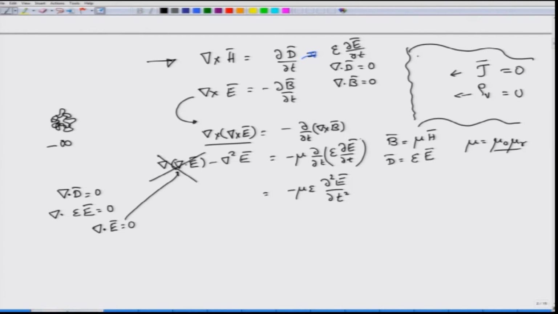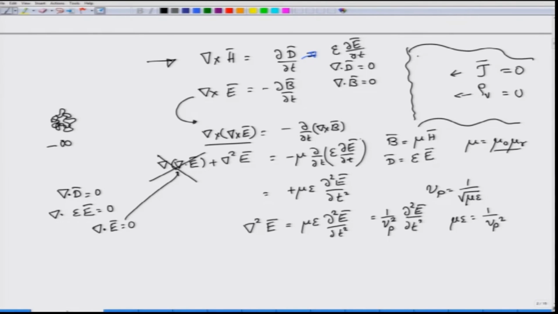Okay. So, if you substitute this condition into this one, then this entire thing goes away, gradient of del dot E goes away, minus sign and minus sign will go away, and what you get is this equation which is called the wave equation. Del square E is equal to mu epsilon del square E by del t square. You can further introduce the phase velocity of the wave by calling Vp as 1 by square root mu epsilon. So, clearly mu epsilon will give you 1 by Vp square, where Vp is called the phase velocity of the wave. So, this is equal to 1 by Vp square del square E by del t square.